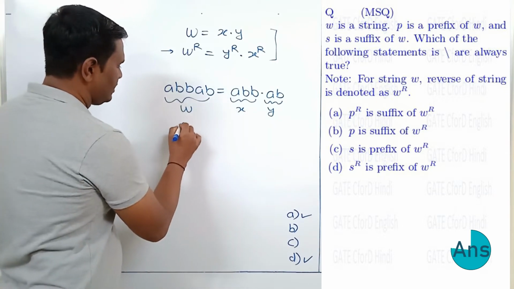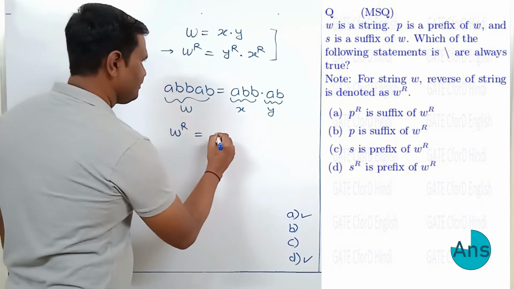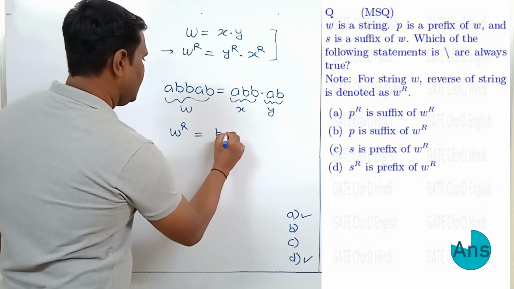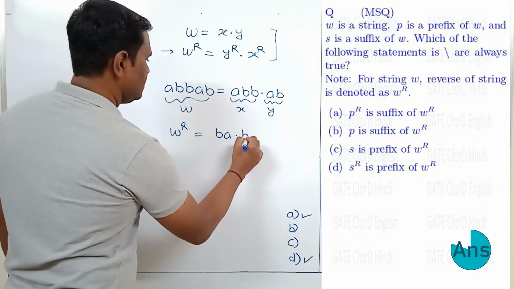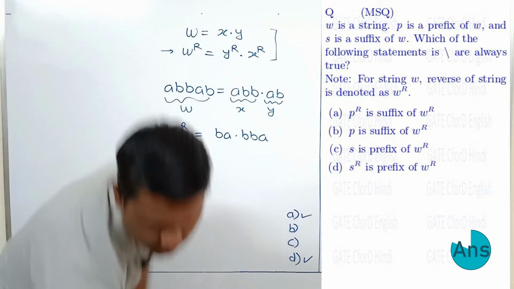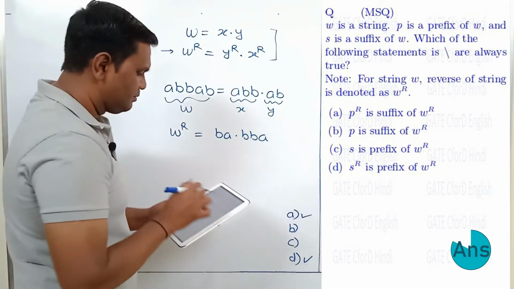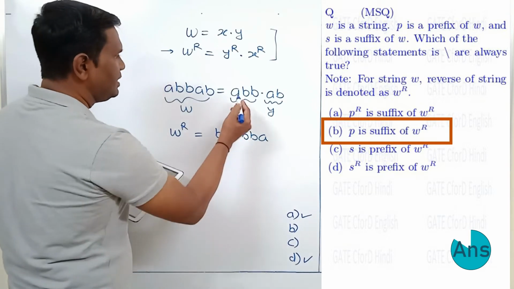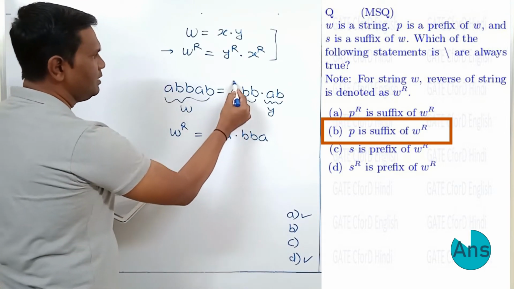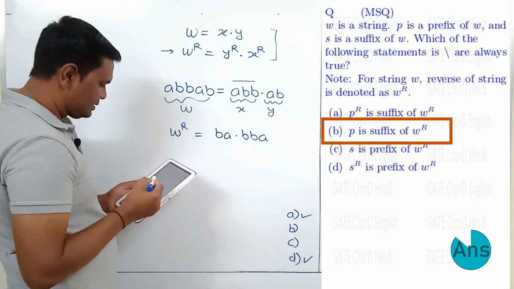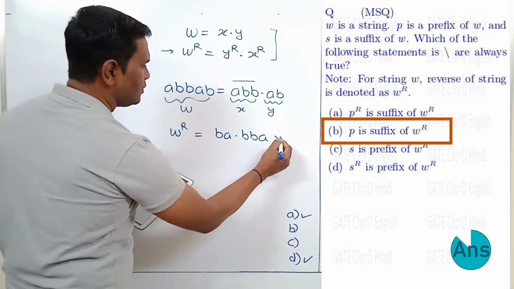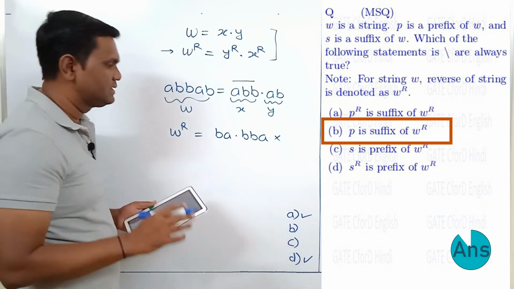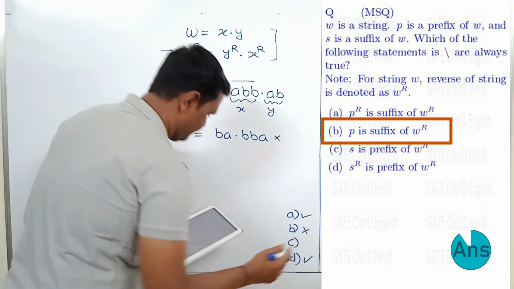Now to disprove options B and C, consider this example. So WR is equal to BA dot BBA. Now option B says P is a suffix of WR. So P means prefix of W, ABB. So is ABB a suffix of WR? No. So this is not always correct. It may be correct sometimes, but it is not always correct. So option B is wrong.